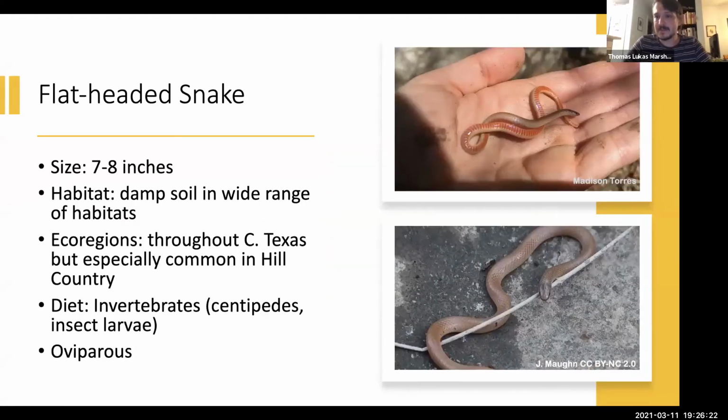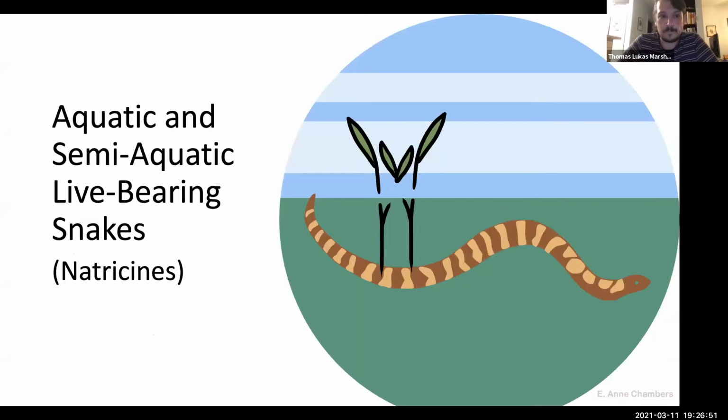The flat-headed snake is another common small fossorial snake that we have that looks similar to the rough earth snake at first glance. One way to distinguish it is that it has a bright, salmony pink belly, which makes it stand out and gives it away instantly. These snakes are distributed all throughout central Texas. They seem to be especially common in the hill country, and they eat invertebrates like centipedes and insect larvae.